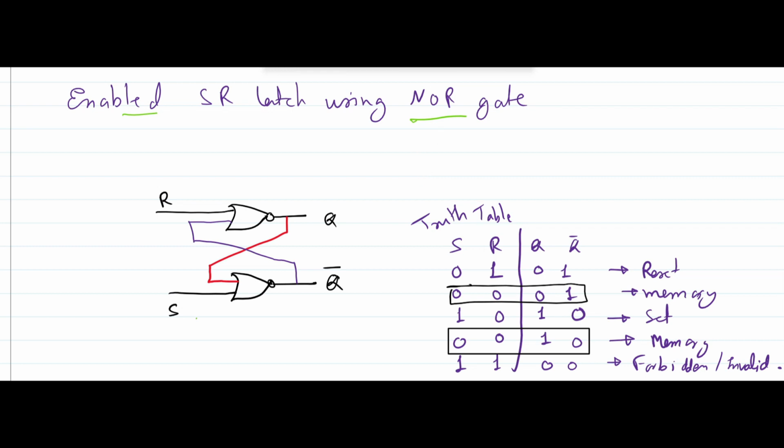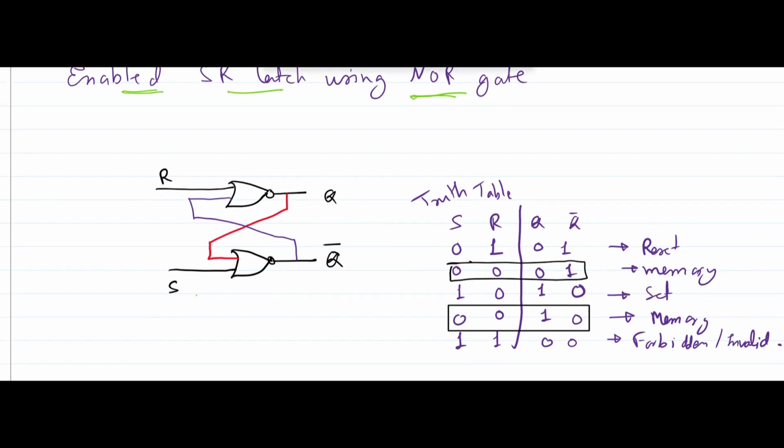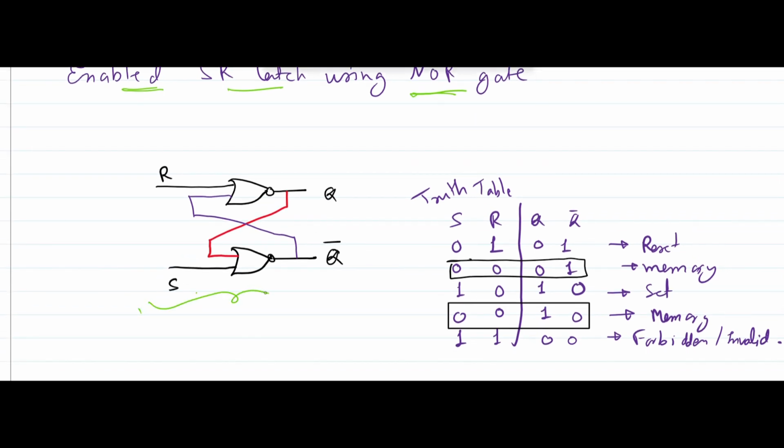Hello friends, in this lecture I will focus on the enabled SR latch using NOR gates. Before going on to the enabled SR latch, we should first have a look at the normal SR latch, that is, the SR latch without any enable or control signal. This circuit represents a normal SR latch without any gated signal, and here is the truth table for this particular SR latch, which I have already discussed in my previous lectures.